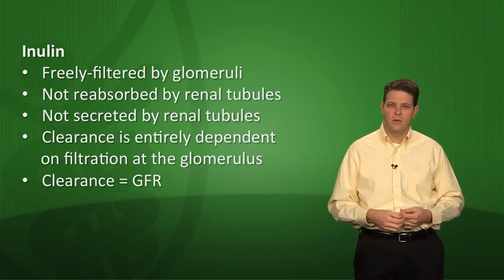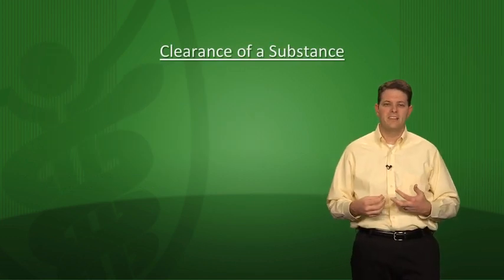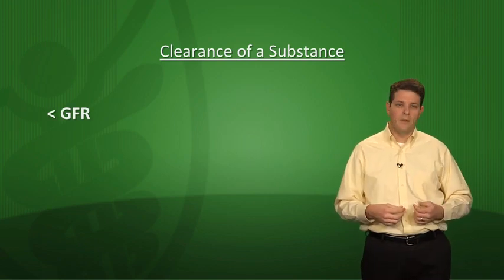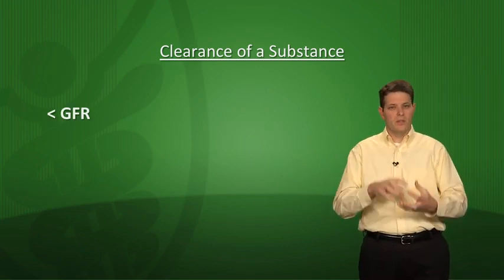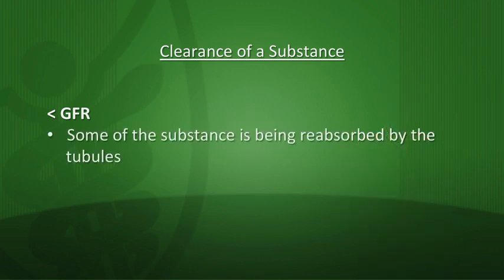GFR. Now, what happens when the clearance of a substance is less than the GFR? Well, that means that that substance is going to the glomerulus and it's getting filtered, but then some of it is going to be reabsorbed by the tubules. So it's being taken out of the filtrate and put back into circulation rather than going on through the nephron and into the urine.